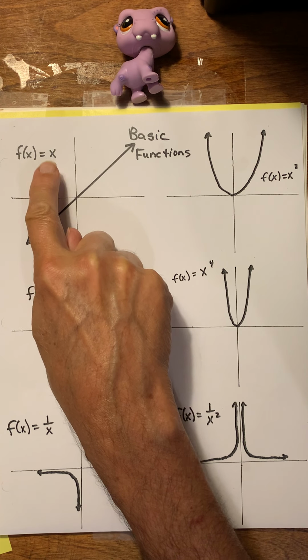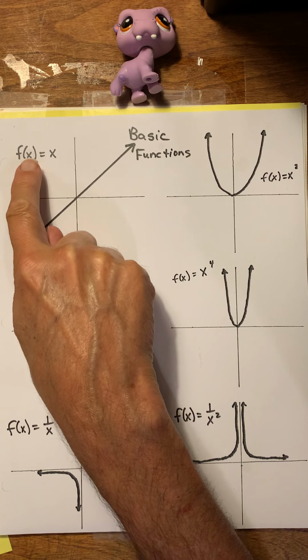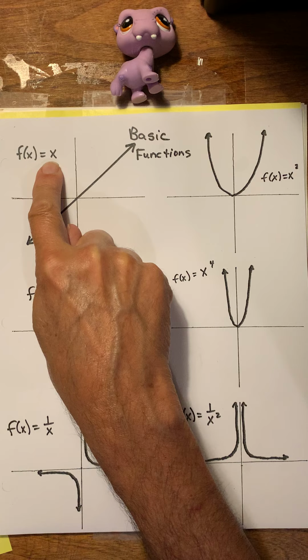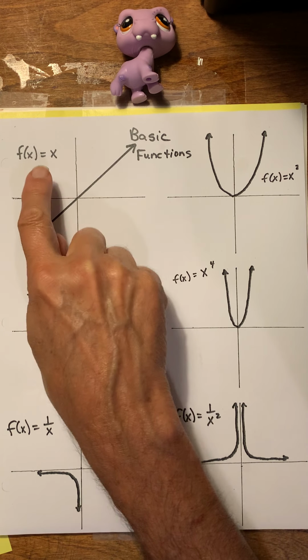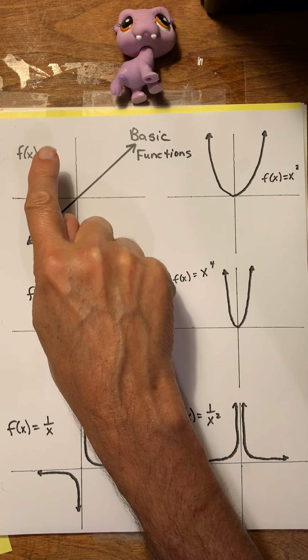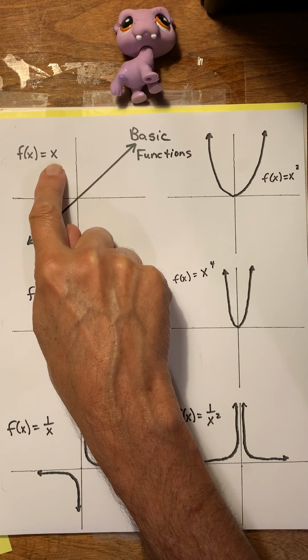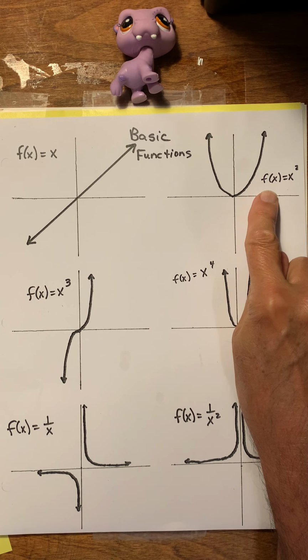This is the most basic expression of the linear function. It could be enhanced to be f of x equal 2x or 2/3 x or 2/3 x plus 7, but the basic vanilla form is f of x equal x. That's your linear function, a line. Here's f of x equal x squared.